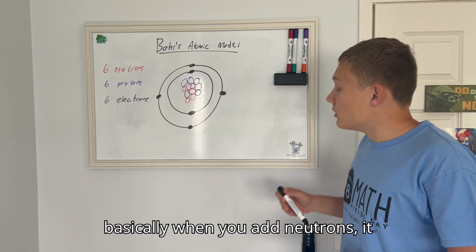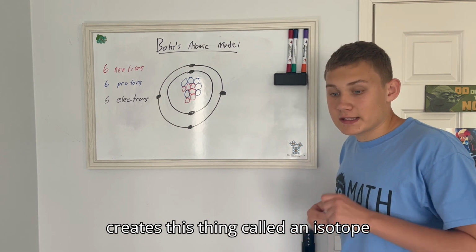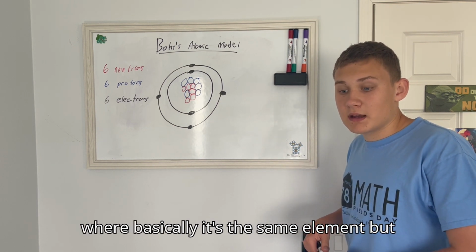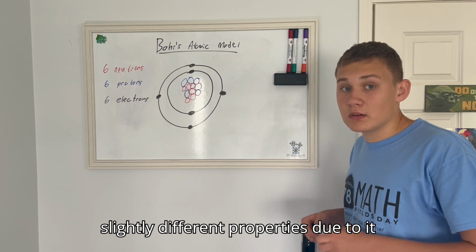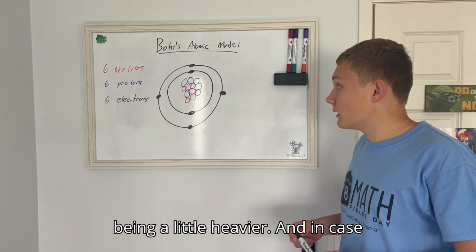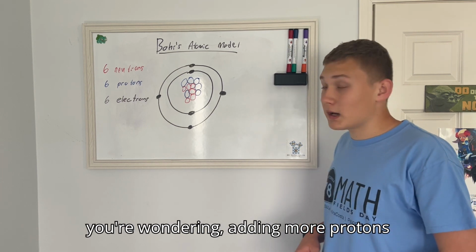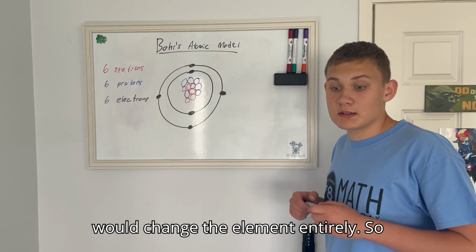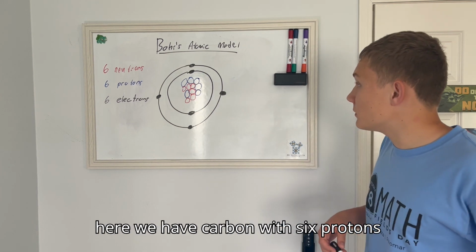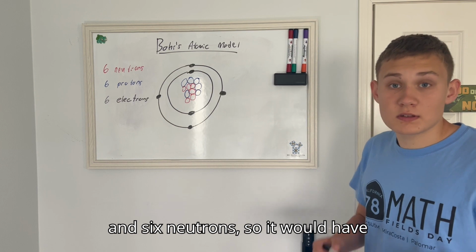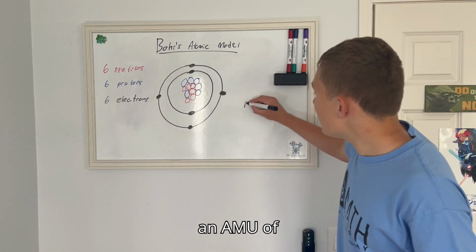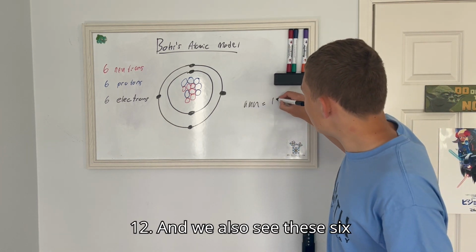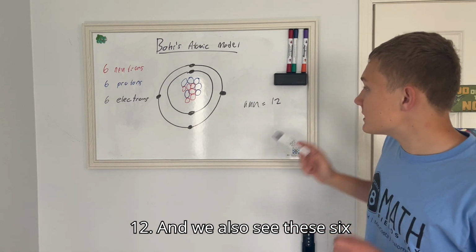Basically, when you add neutrons, it creates an isotope, where it's the same element but with slightly different properties due to it being a little heavier. And in case you're wondering, adding more protons would change the element entirely. So here we have carbon with 6 protons and 6 neutrons, so it would have an AMU of 12. And we also see these 6 electrons.